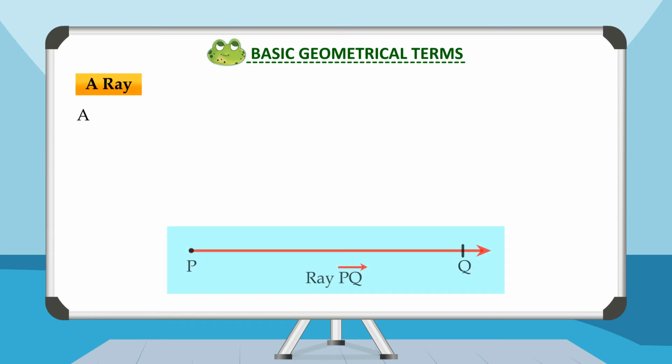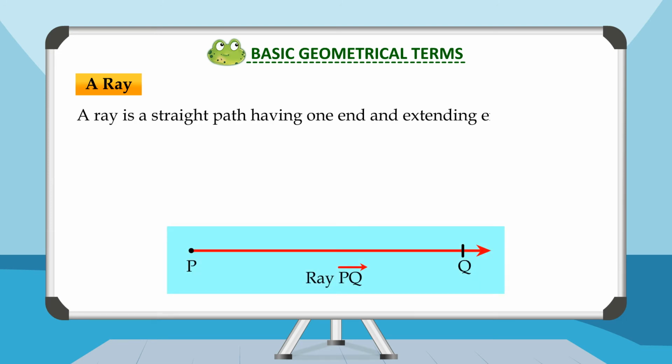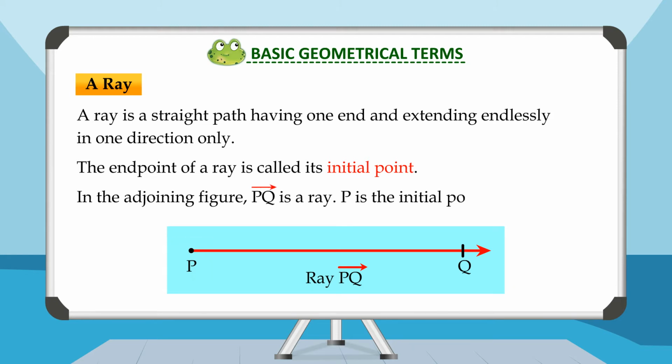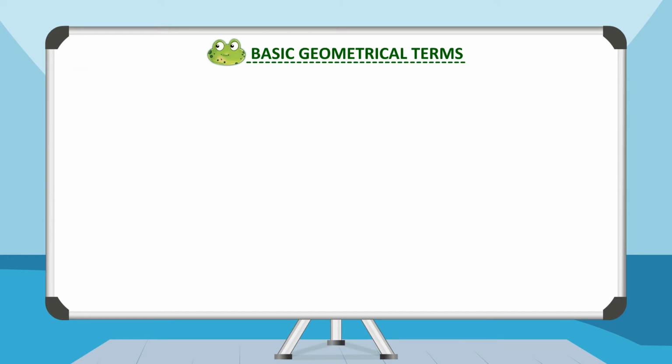A ray. A ray is a straight path having one end and extending endlessly in one direction only. The end point of a ray is called its initial point. In the adjoining figure, PQ is a ray. P is the initial point of PQ.